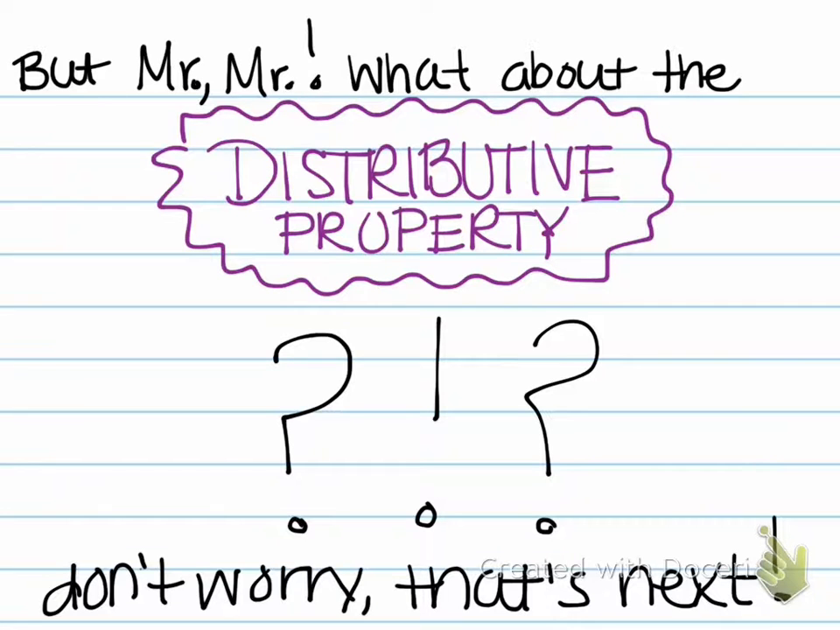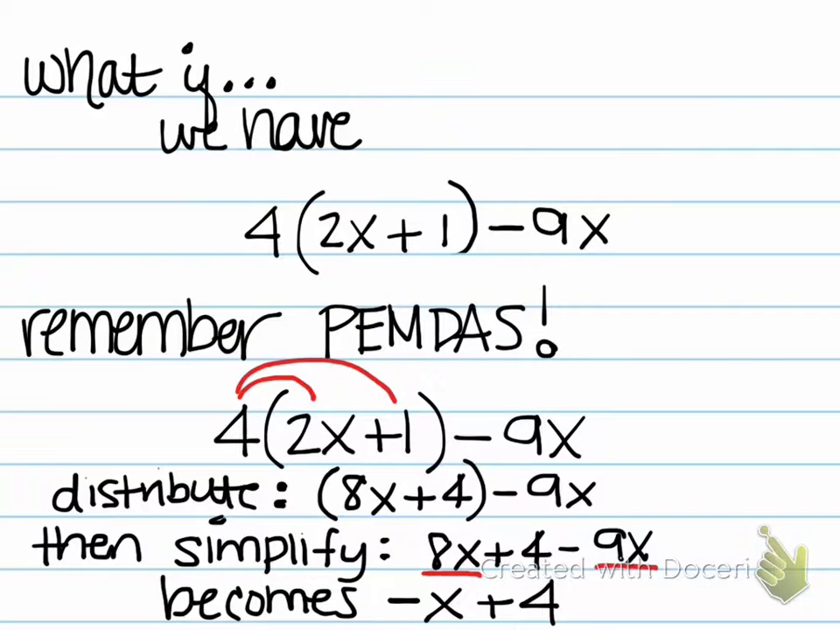But what about the distributive property? We've learned that. Shouldn't be too hard, it's just adding on. What if we have 4 parentheses 2x plus 1 minus 9x?